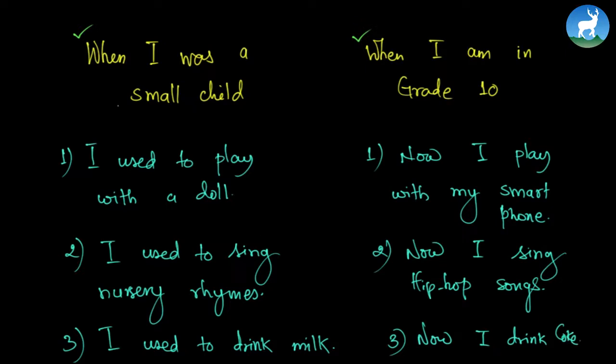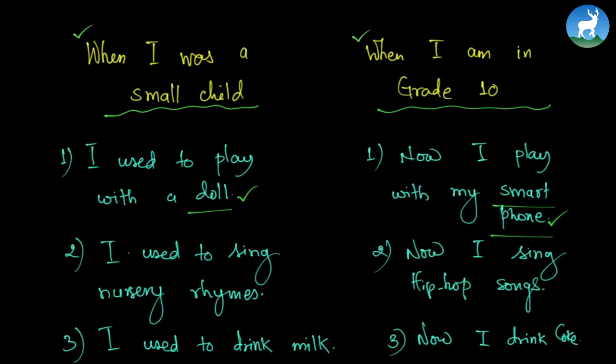You can come up with other ideas also. When I was a small child and when I am in grade 9. Now, when I was a small child, I used to play with a doll. You had a little doll, maybe a Barbie or something else, maybe a super robot, and you used to play with a doll all the time. Now I play with my smartphone. Now you have your favorite smartphone and you play games like Clash of Clans or maybe Angry Birds, or maybe Candy Crush. So you are too busy swiping across the digital surface.